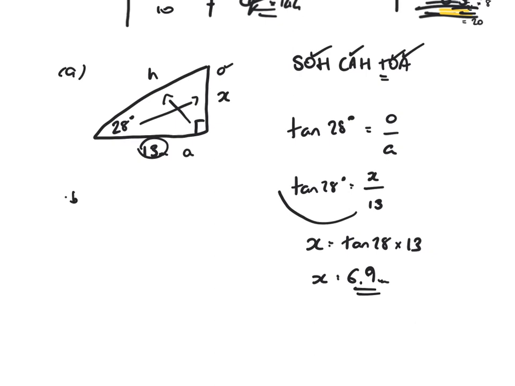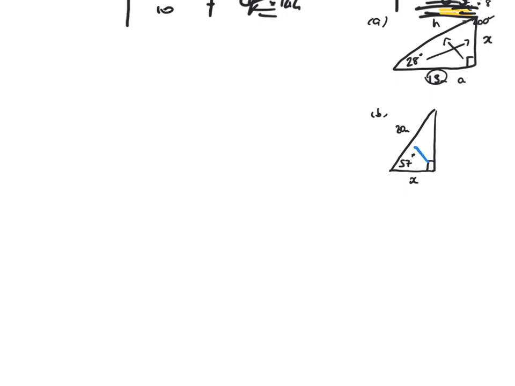Okay, let's try question B. This time I'm told that the angle in here is 57 degrees, and that this is X, and I'm given this, which is 20 metres. The question's asking me to calculate X. Okay, so let's label our sides. That is the hypotenuse, that's the opposite, and that's the adjacent. Okay, so tick off the side we've got, tick off the side that we're looking for.